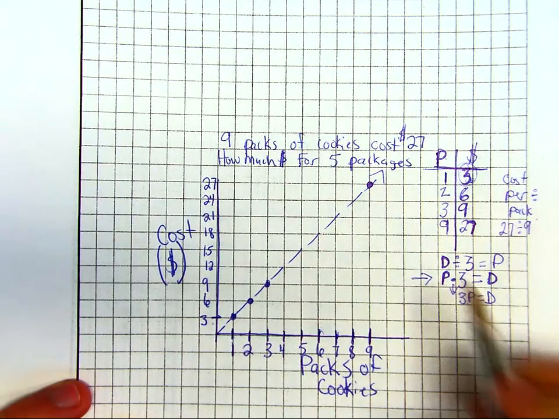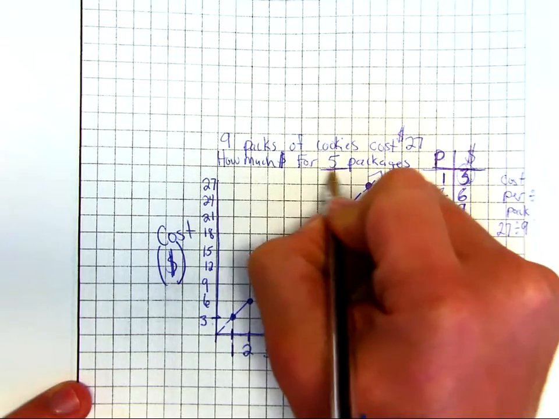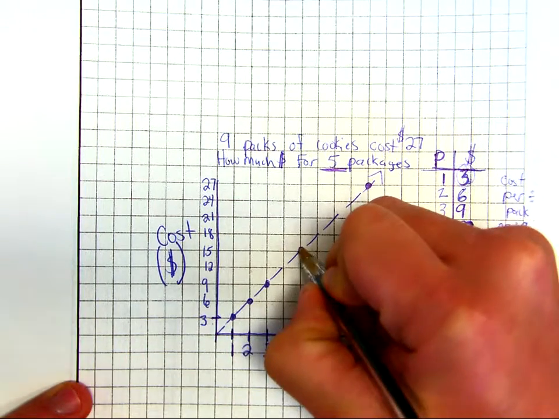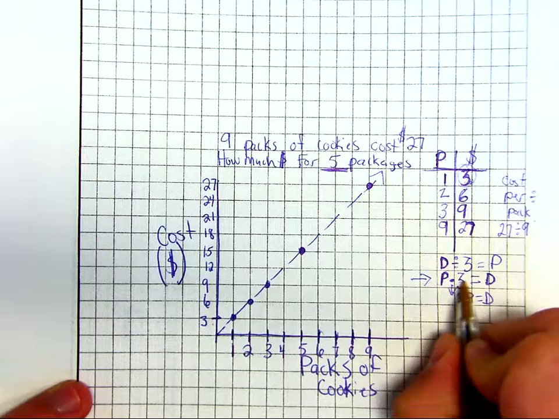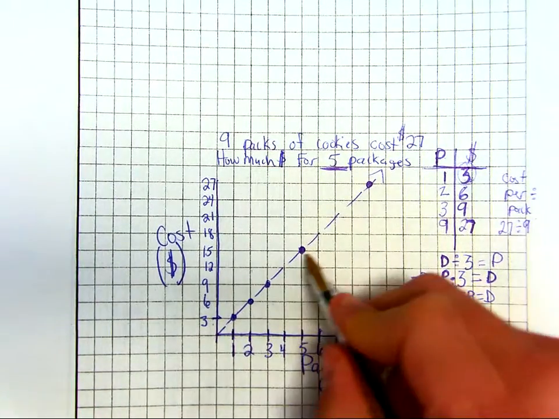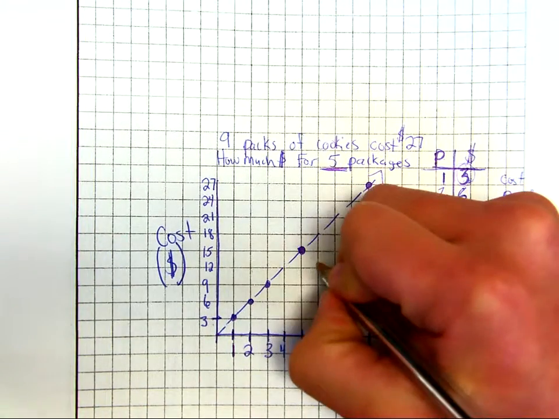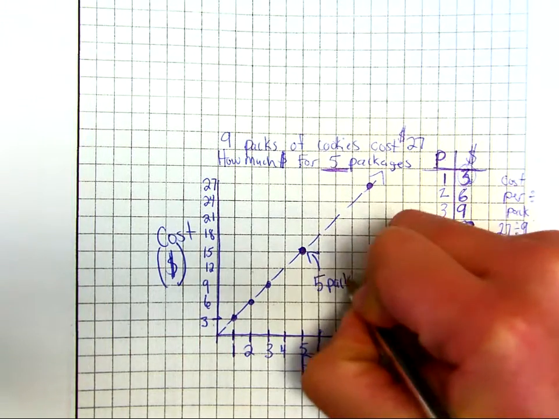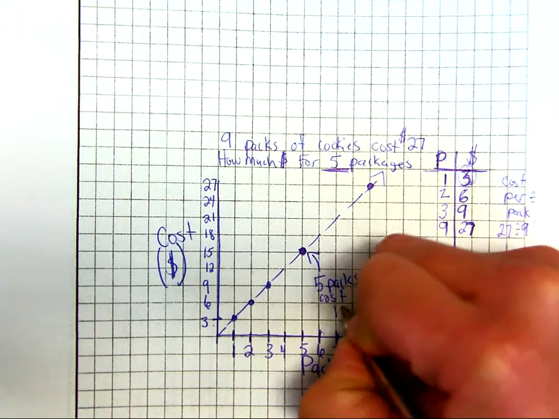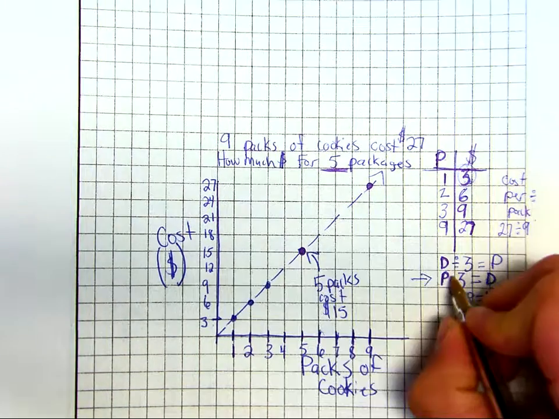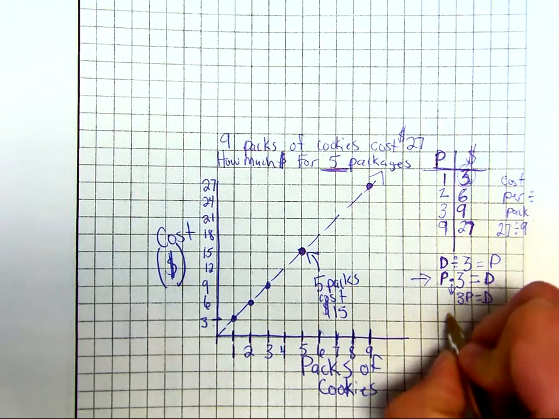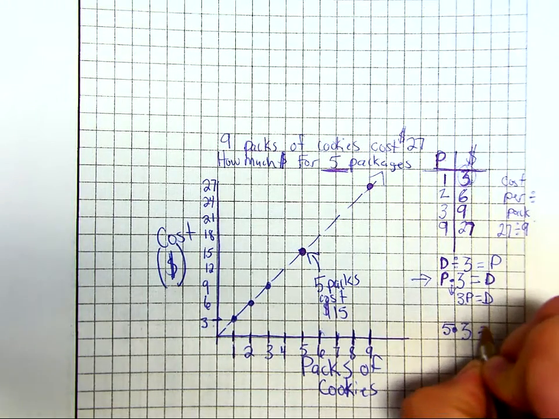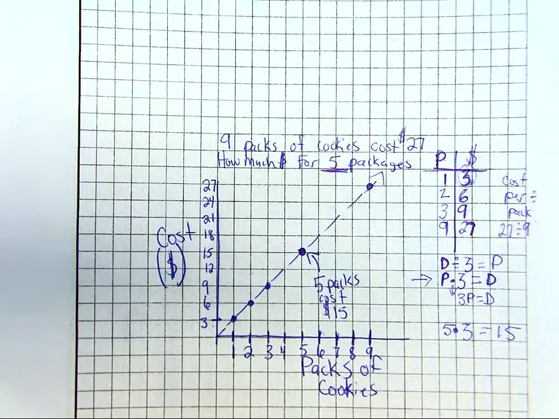So now I want to know how much money for 5 packages. So I can say 5 packages is right here at 15, and I use this equation to figure it out, and then I can plot that point on there. And this is like my focus. 5 packs cost $15. And I would use this equation saying 5 packs times $3 each pack is going to give me $15. And that's all there is to it.